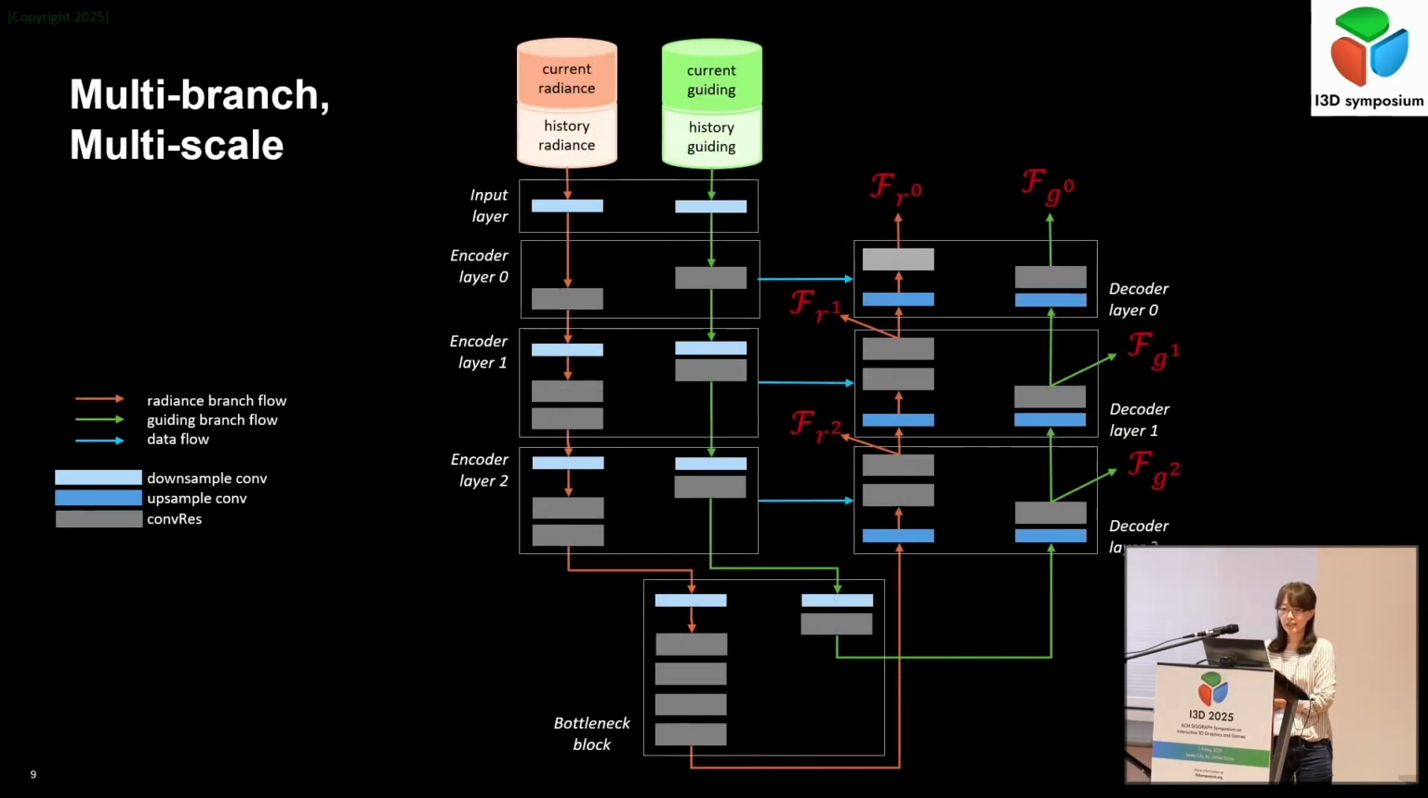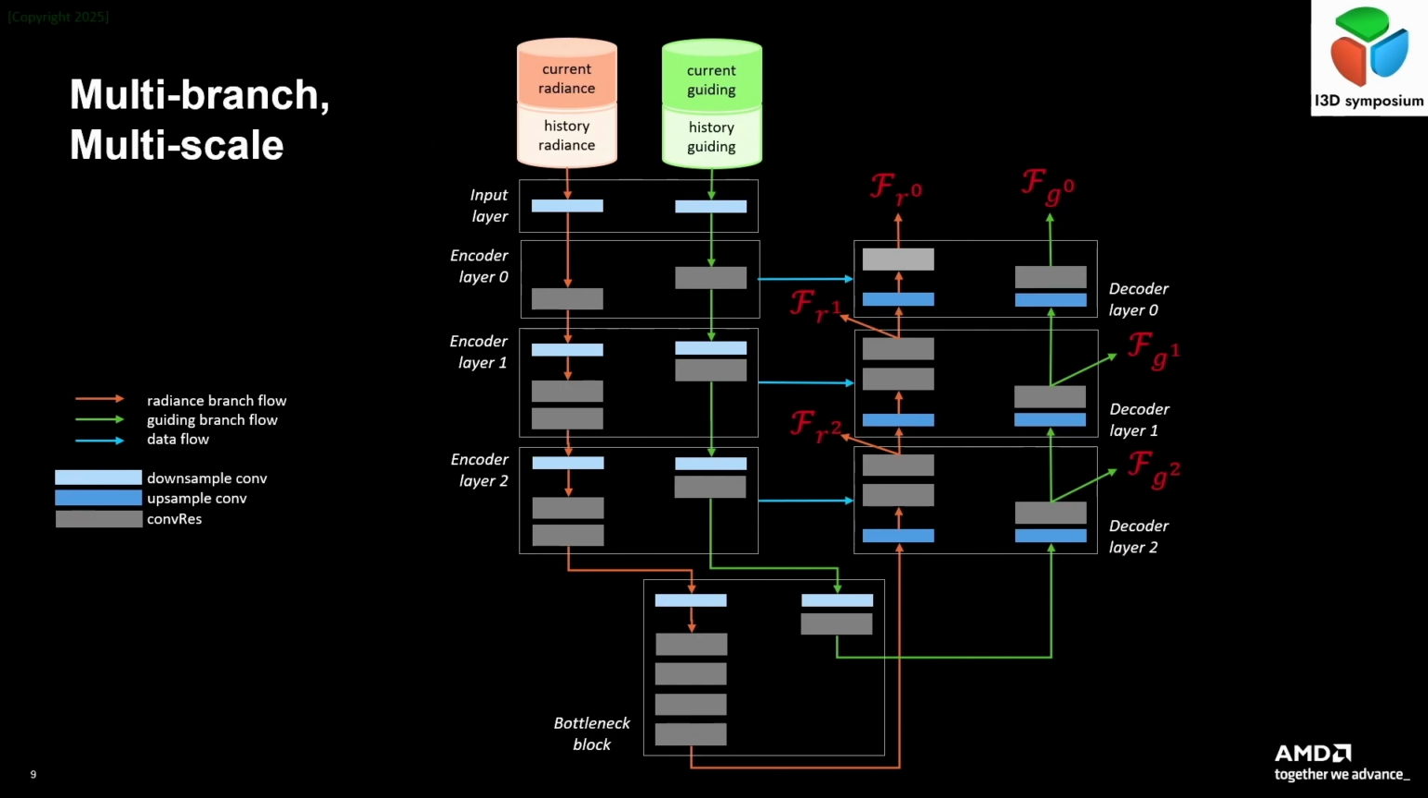And here, as I said, we are motivated by the different characteristics of our input buffers. So we introduce a multi-branch UNet architecture for our feature extraction model. As you see, we have a radiance branch in orange color, and that is for the noisy and earliest radiance buffer input. And we have a guiding branch in green color, and we take the guiding buffers as an input for that branch.